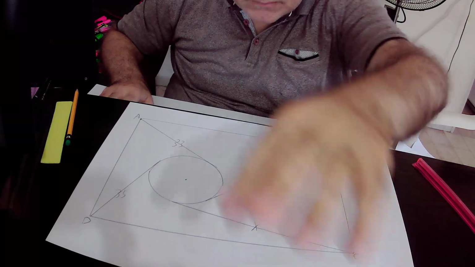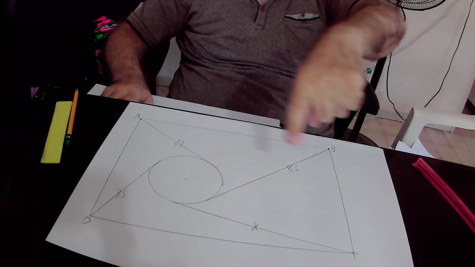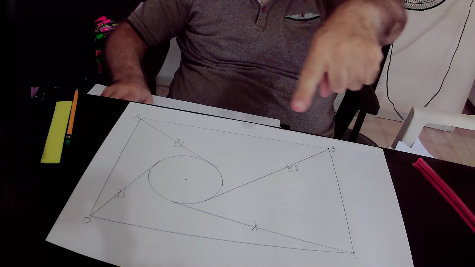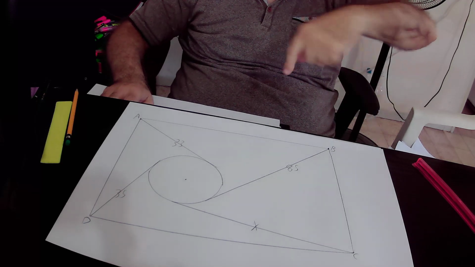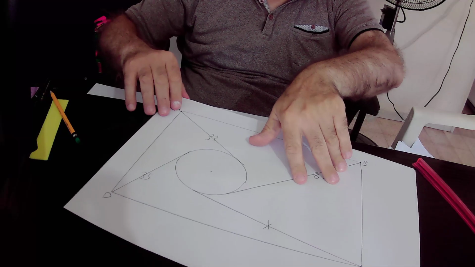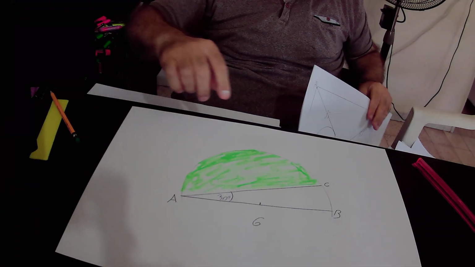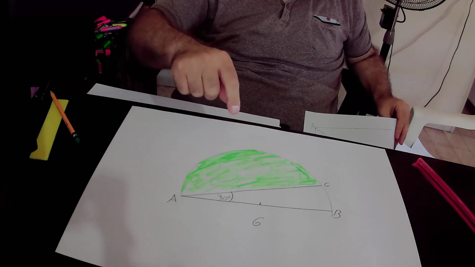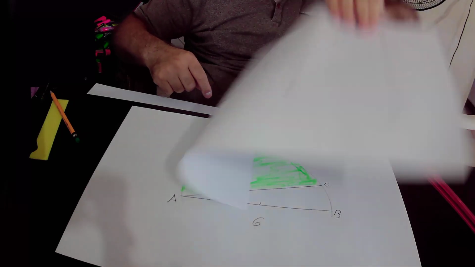Hello, in this lecture we'll answer two questions. In the first question, we'll find out the length of line segment X that is inside a rectangle ABCD. And in the second question, we'll find out the value of the green area that is inside a semicircle. We start with the first question.